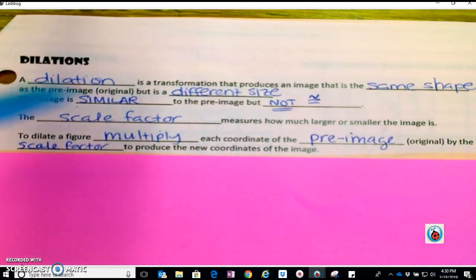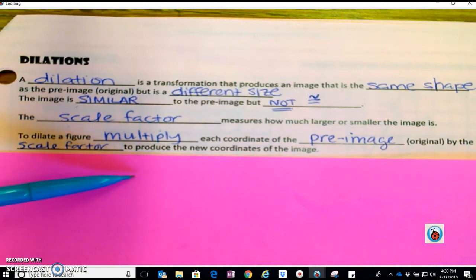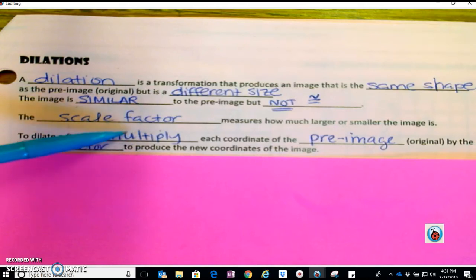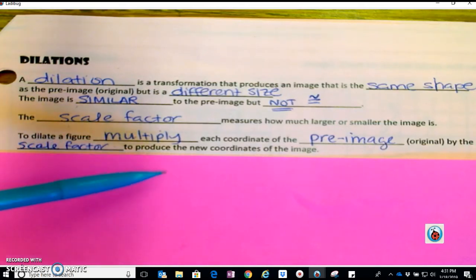But we're always going to think of scale factor as multiplying. So if you're ever trying to recognize what is happening to a coordinate, you want to talk about it in terms of multiplying. So if it looks like dividing, you're multiplying by a fraction.